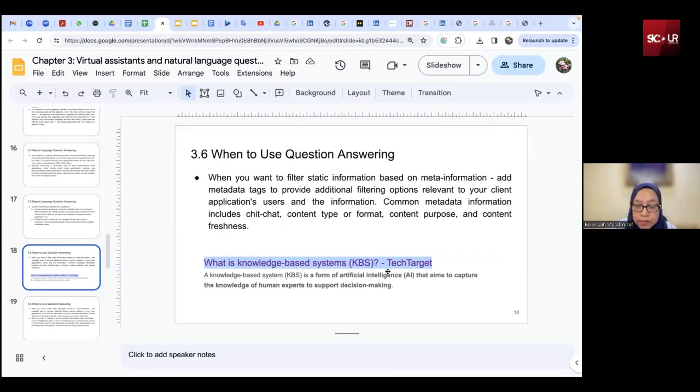So what is a knowledge base? A knowledge base is a form of AI that aims to capture the knowledge of human experts to support decision making.